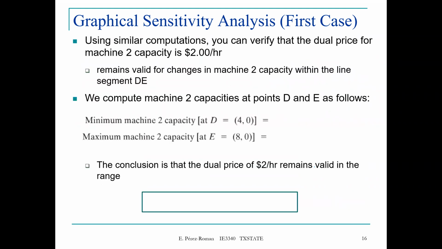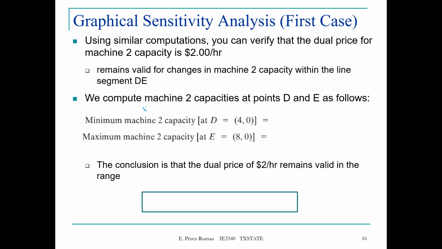Using similar computations, you can verify that the dual price for machine 2 capacity is $2 an hour. It remains valid for changes in machine 2 capacity within the line segment DE. We compute the machine 2 capacities at points D and E as follows. So again, we have the coordinates for D and E. The coordinates for D is 4 and 0. The coordinates for E is 8 and 0.